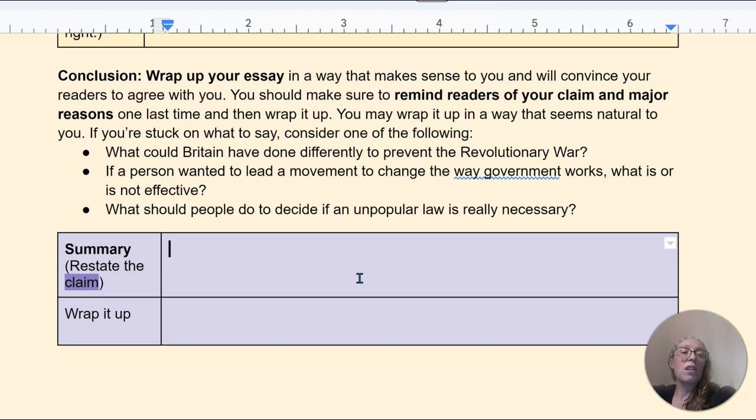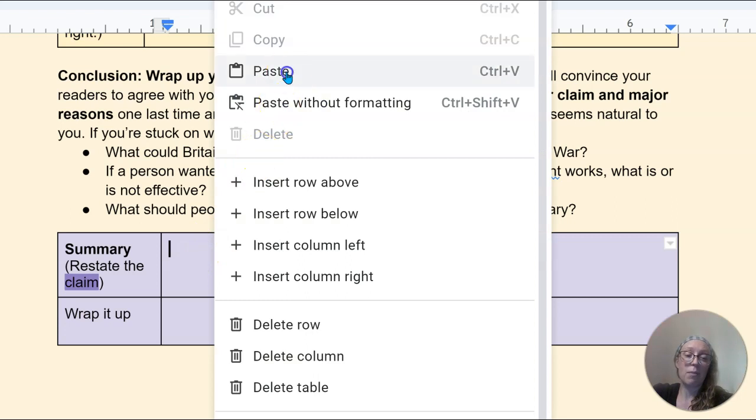And with the conclusion, the first thing we need to do is review what we have said in the essay. We need to remind the readers of your claim and major reasons one last time. And then we wrap it up somehow. So there's a cheating way to restate your claim without saying the exact same sentence. So I'm going to start by pasting that sentence that I just copied, which is the exact same sentence, of course.